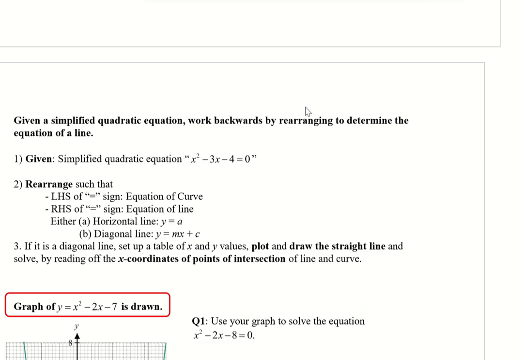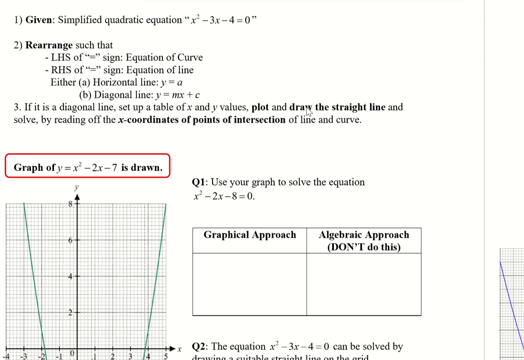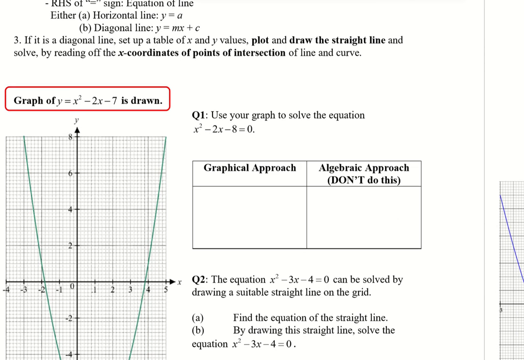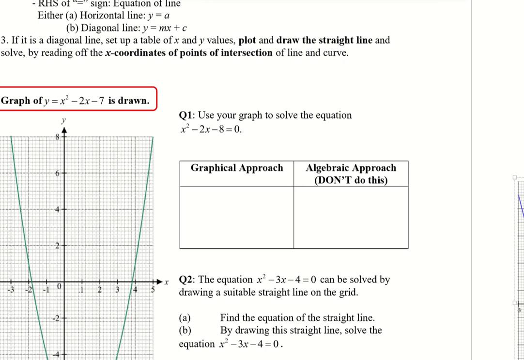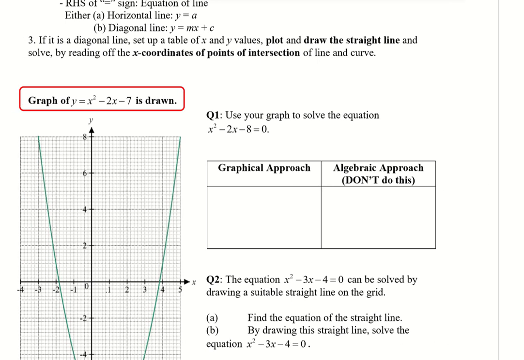Over here we are given a graph of y equals x squared minus 2x minus 7. The question says use your graph to solve the equation x squared minus 2x minus 8 equals 0. For the graphical approach, I write down the equation that I want to solve first, and then the equation of the graph, x squared minus 2x minus 7.